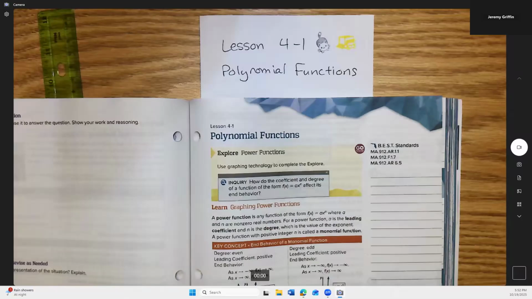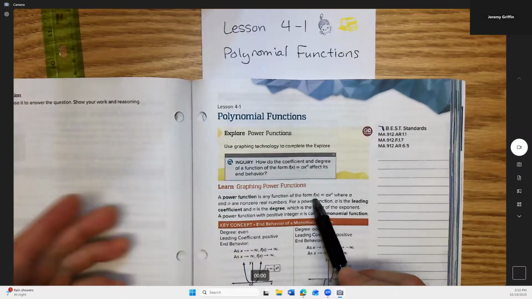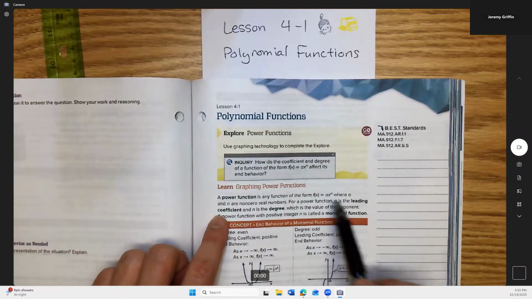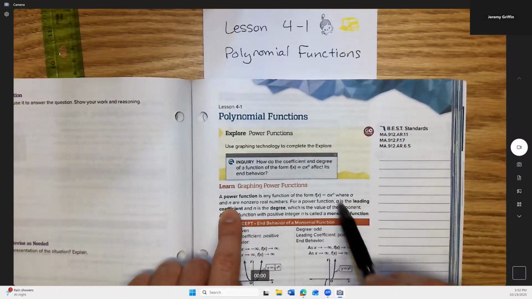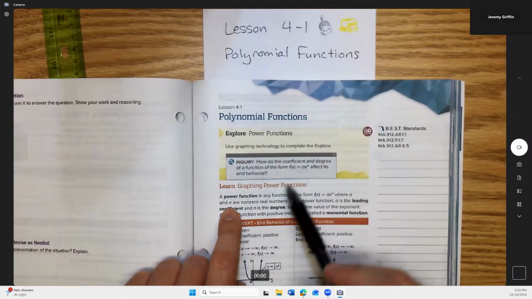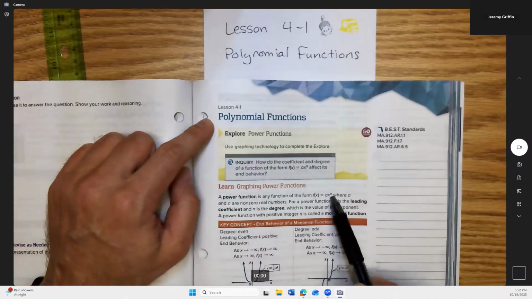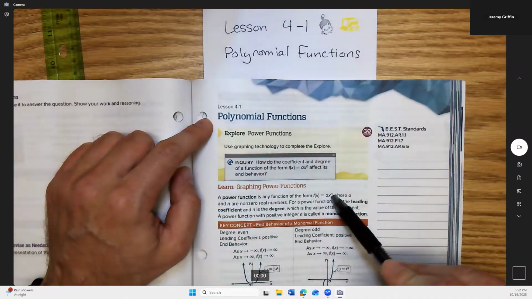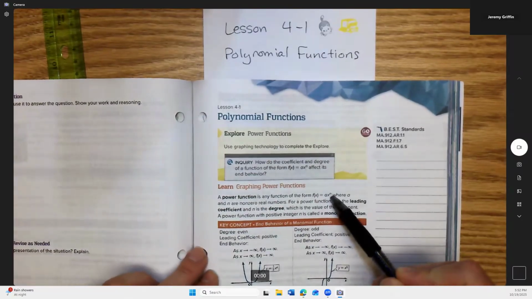Lesson 4.1, polynomial functions. So your book starts talking about power functions that take the form f of x or y equals ax to the power of n, where a is what's called the leading coefficient, and this power n right here, well, you need a non-zero real number for a power function. Now, for a true polynomial, you want this power to specifically be a whole number, right? So like positive integers, right? So it could be x to the 1, 2, 3, right?